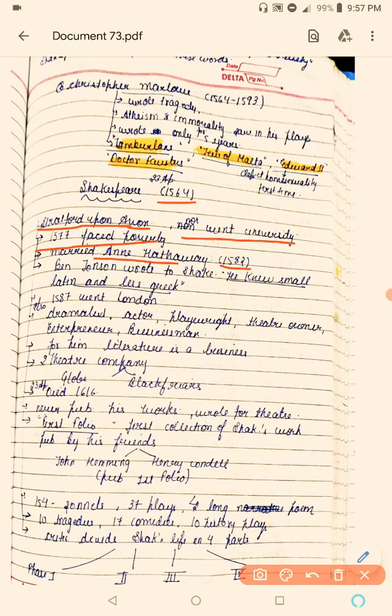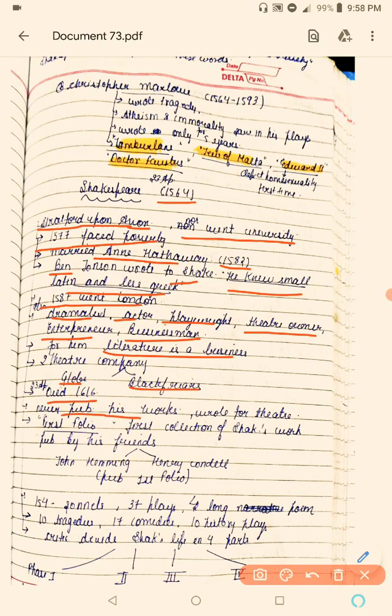In 1582. Ben Jonson wrote to Shakespeare that he knew small Latin and less Greek. This is a very important quote which is usually asked in many exams. In 1578 he went to London. He was a dramatist, actor, playwright, theatre owner, entrepreneur and businessman. For him literature was just a business. During that time there were two theatres, Globe and Blackfriars, and he died in 1616.